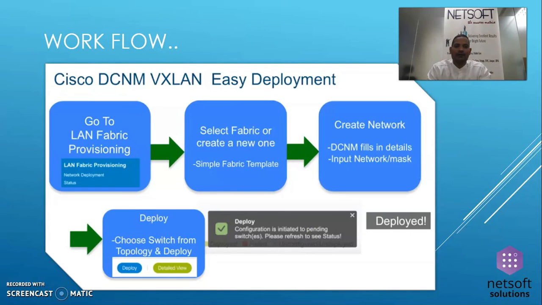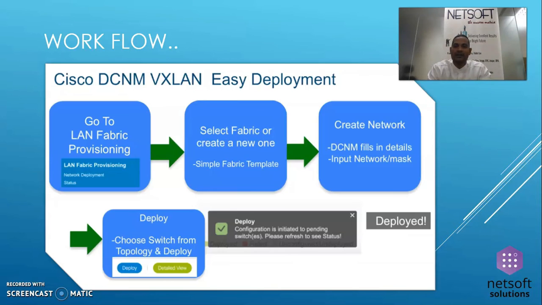The working flow of DCNM. So DCNM has four phases. First is the provisioning phase, where you will provision your fabric. Second is your building phase. In that building phase, you will select a fabric or create a fabric. If you already have a fabric, then you have to select that fabric. If you don't have the fabric, you have to create a fabric.